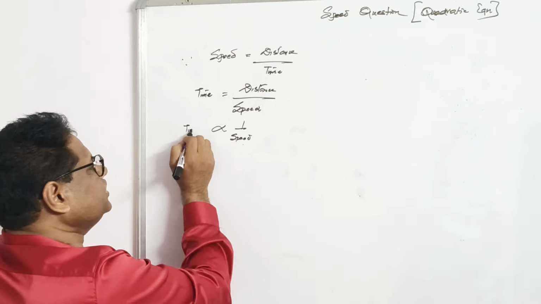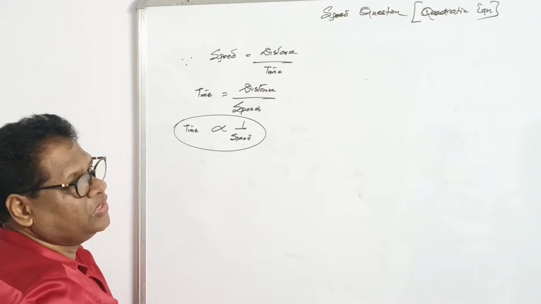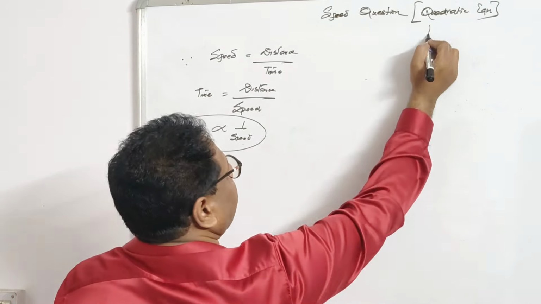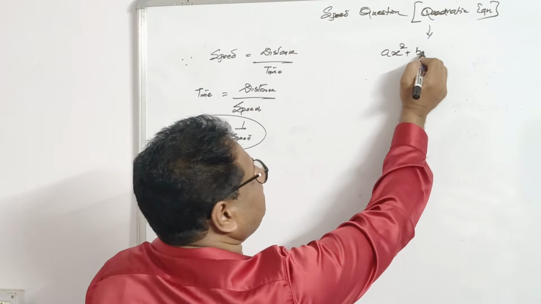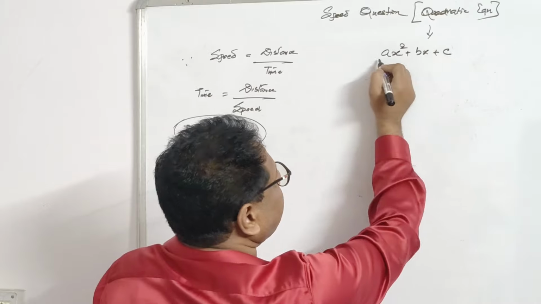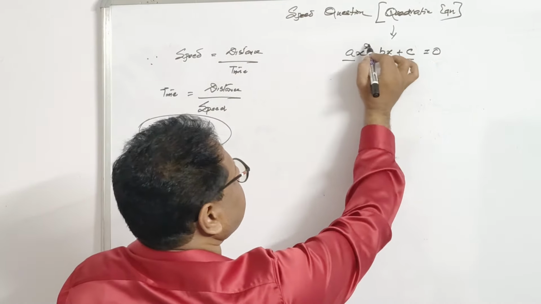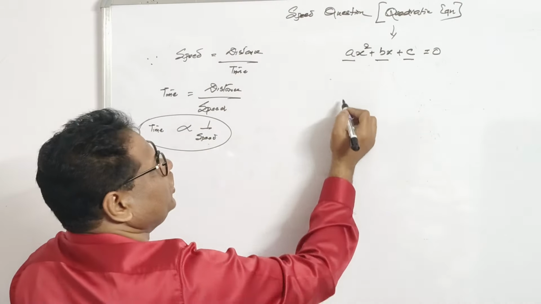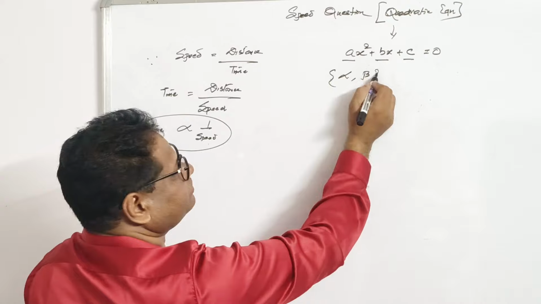Okay, so this simple relation will help you to derive an equation. Equation means the quadratic equation you need to express should ultimately be of this form: ax square plus bx plus c equals to 0. This is the second degree equation in which you will be getting two values. These are called the roots of the equation.